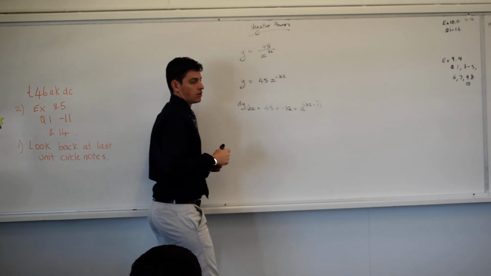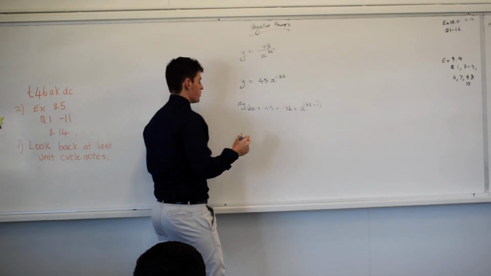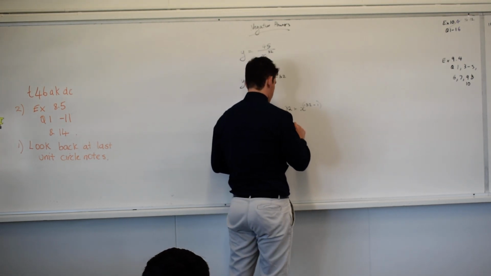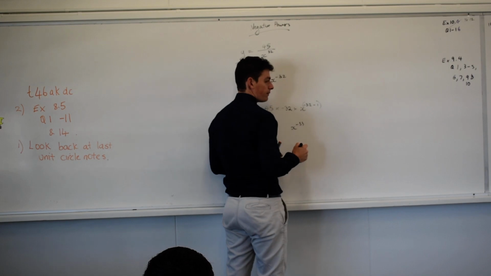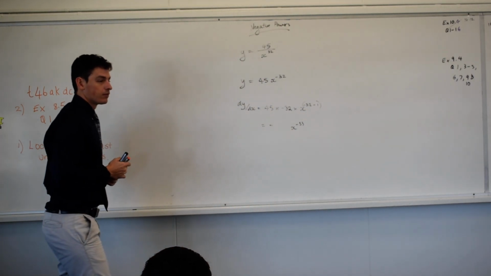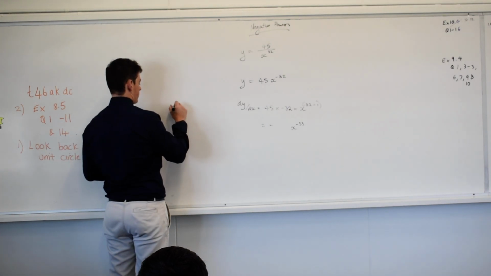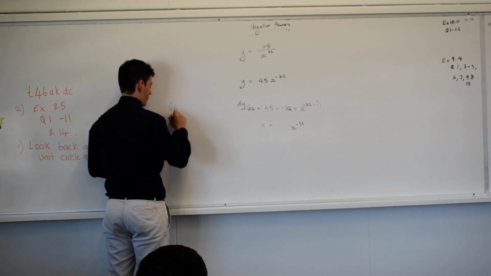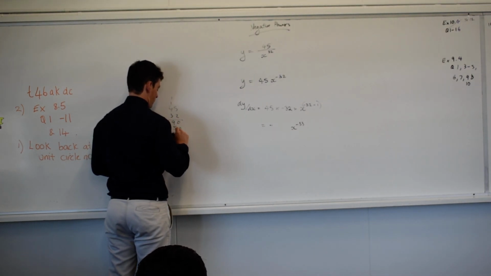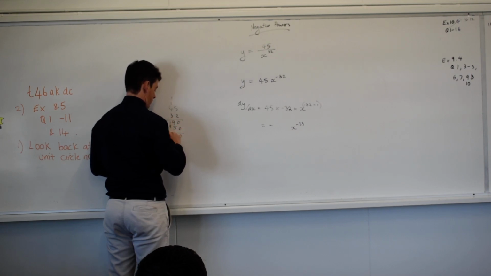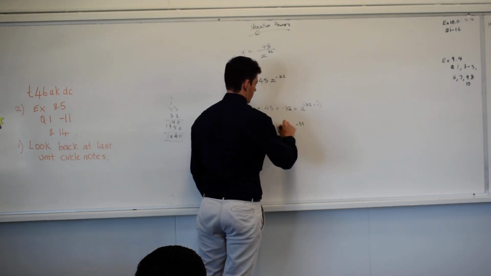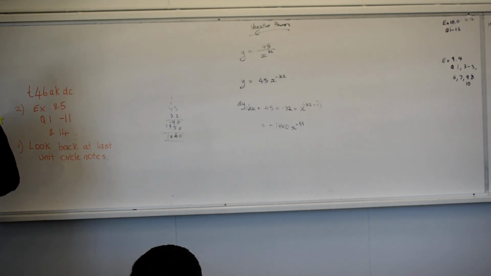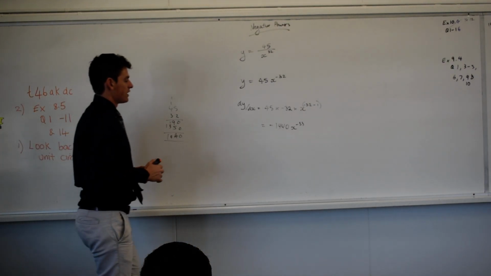Let's go through the steps nice and slowly. Which gives us negative 32 times 45, and x to the power of negative 33. Now you can solve the number for me. Yeah, no, cool. Okay, so that is our derivative function.